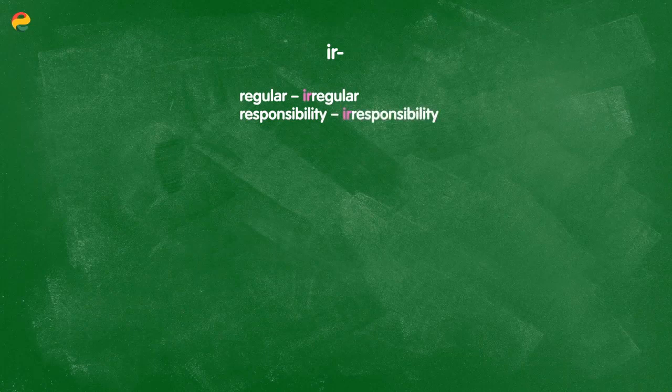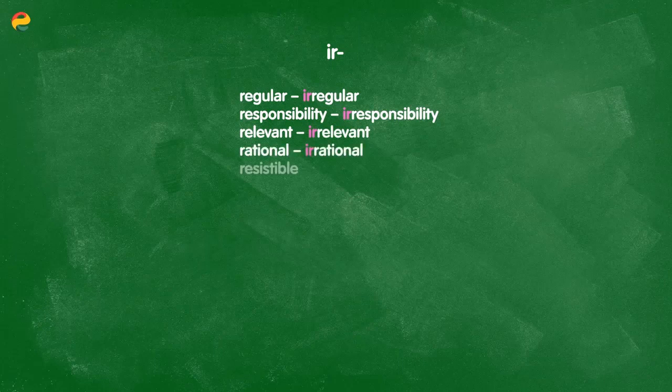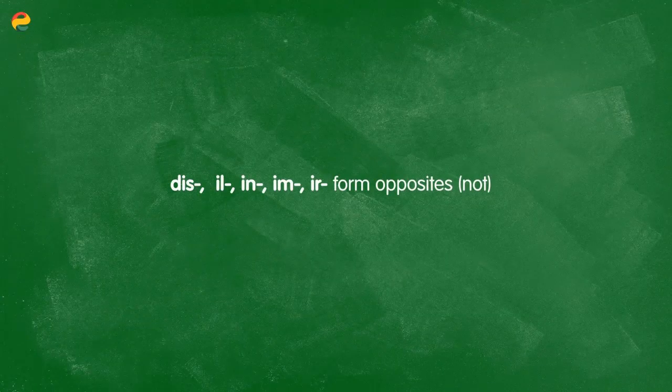And one more with the same meaning, ir. For example, in the words regular and irregular, responsibility and irresponsibility, relevant and irrelevant, rational and irrational, and resistible and irresistible. And all of these prefixes form opposites. They form, just like un, the other meaning. For example, responsible can be trusted with responsibilities or to perform certain tasks, and irresponsible cannot be trusted.